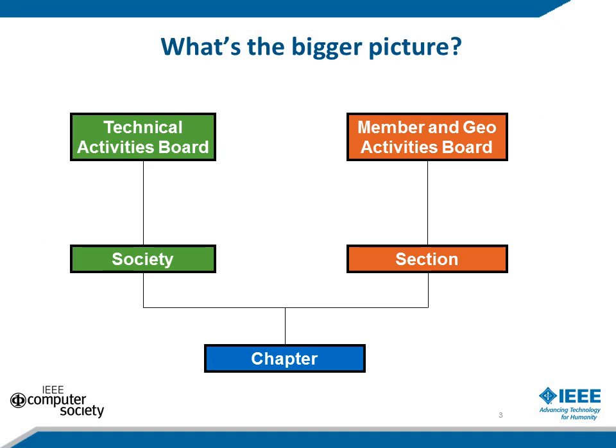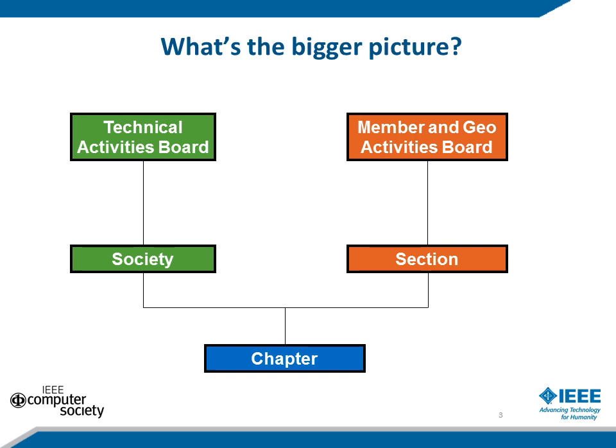So let's look at the bigger picture of how chapters fit into IEEE. The two major operational units within IEEE are the Technical Activities Board, known as TAB, and the Member and Geographic Activities Board, known as MGA. And on the technical side, IEEE has 39 technical societies that cover all sorts of varied technical areas.